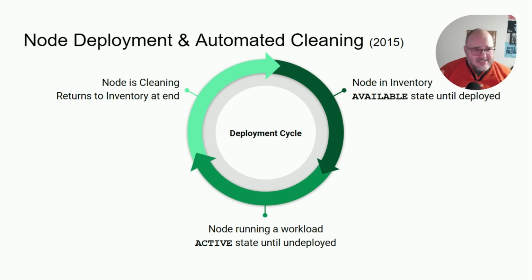Once that provisioning is complete, the node's deployed to, and we'll talk about how that happens a little bit later. Then it ends up in active state, and it's running an instance or a workload. This means that someone actually has something on this machine doing what it's supposed to do, crunching numbers, mining Bitcoin, whatever you're doing with your hardware, when it's in active state, it's doing it.